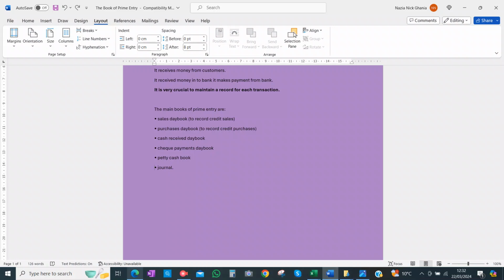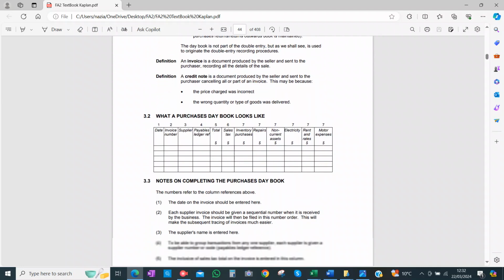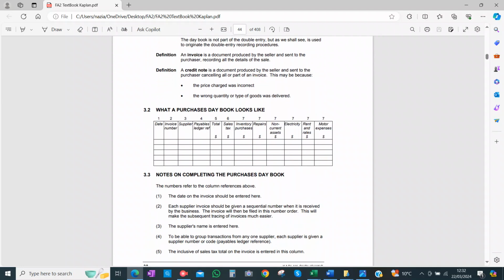So how does the book look? If I take you to the book version, the purchase day book we have explained, it will list down all the expenses, whether we have made payment for purchases from the supplier, for repairs, for electricity, rent and rates, fuel, or motor expense. So it could go into any category. And the number 6 column here shows the sales tax. Sales tax in modern terminology is called value added tax. That is the VAT column.